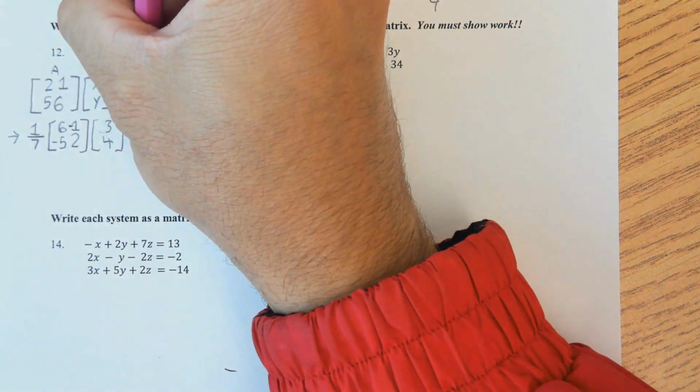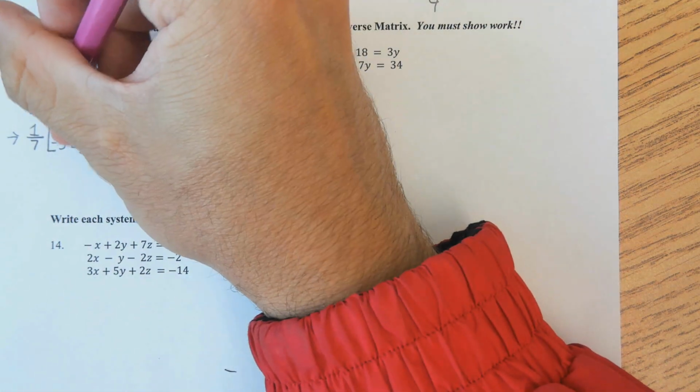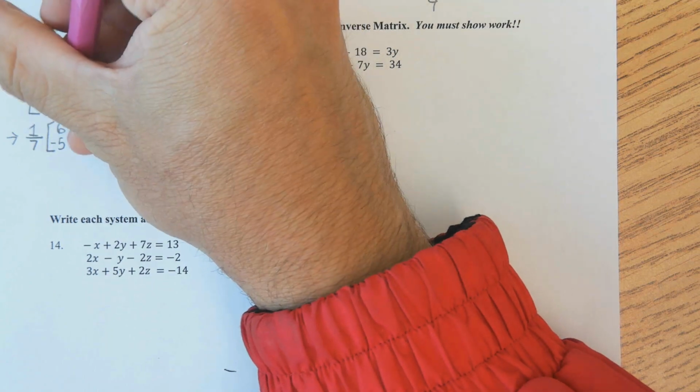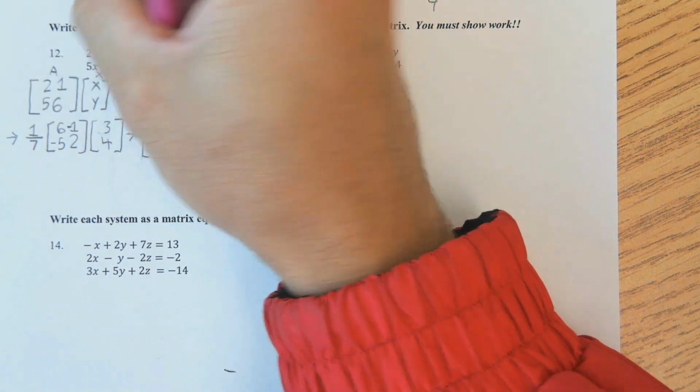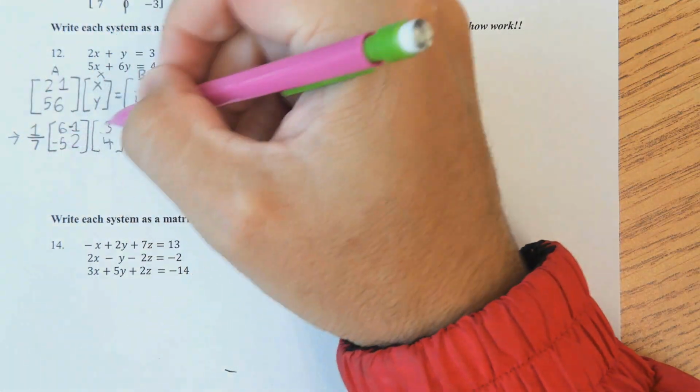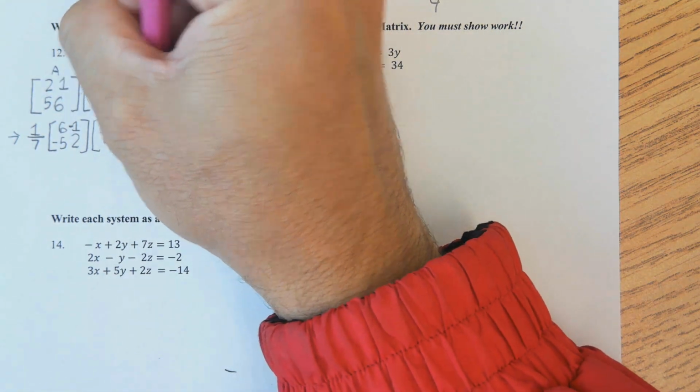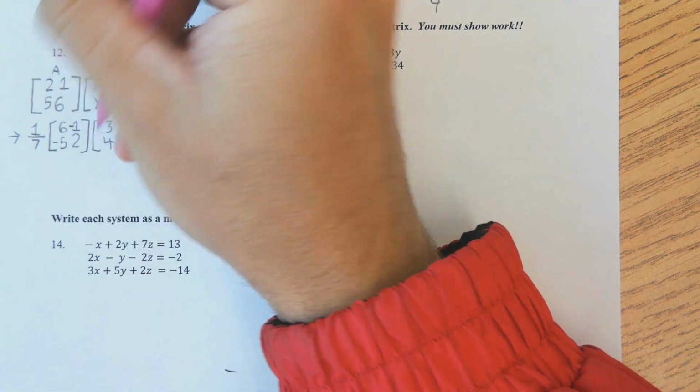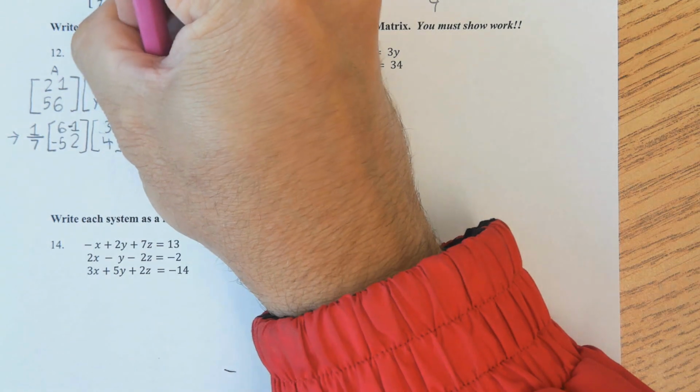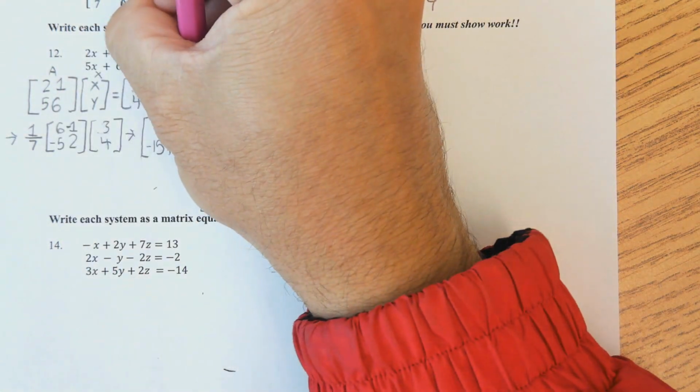My bad, guys. That's why I was like, why am I not getting a nice answer here? Okay, so 6 times 3 is 18. Negative 1 times 4, negative 4. Negative 5 times 3, negative 15. 2 times 4, positive 8. And now you're going to bring that 1/7 over, so now you have this.